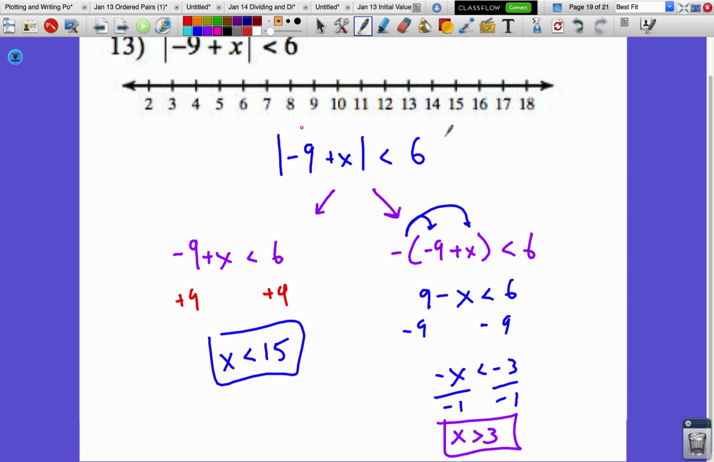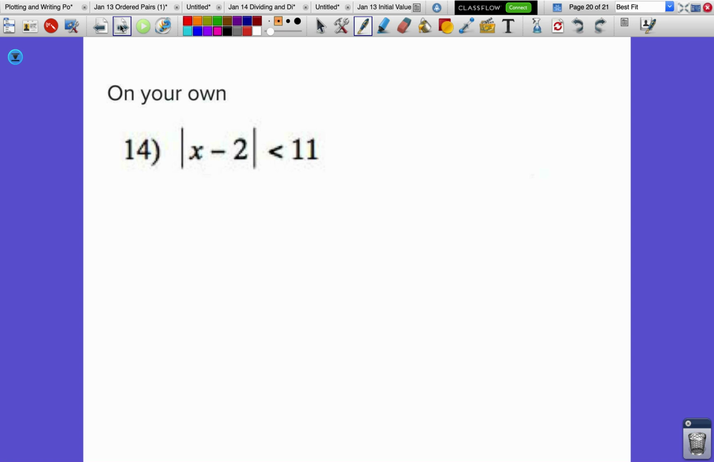Now we go to the number line. We're going to graph both of these and see if they connect. So open dot at 15, arrow going left. Open dot at 3, arrow going right. They do connect to make a line segment that looks like this. And because they connect, we often put the word and in between the two answers. If they separated into two rays, we'd put the word or.